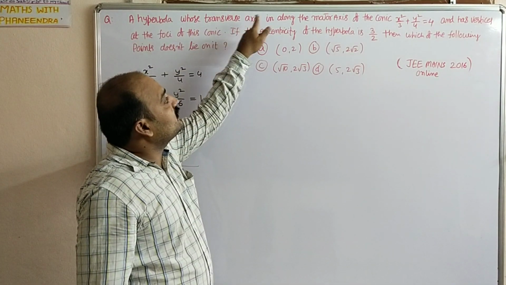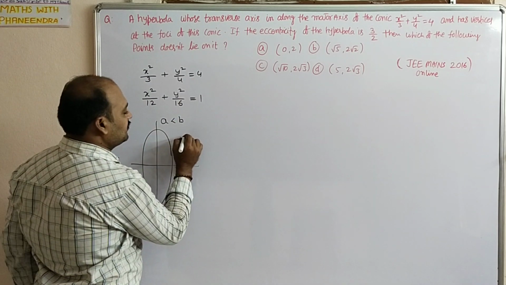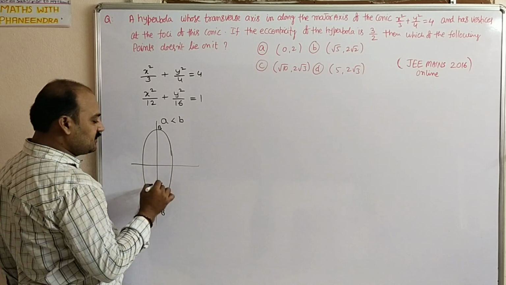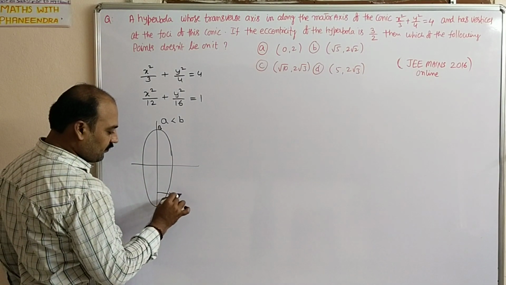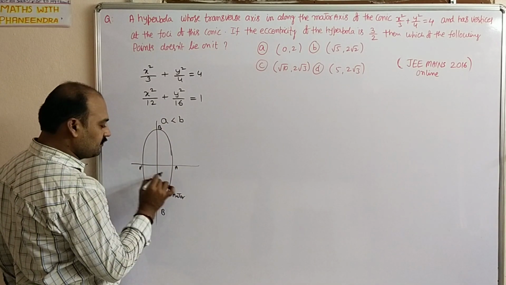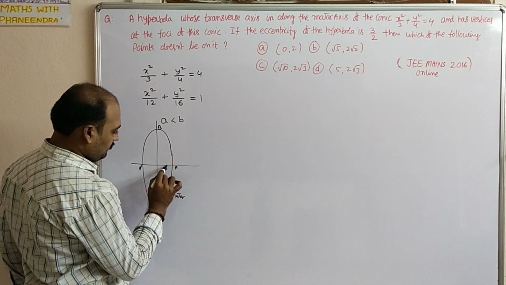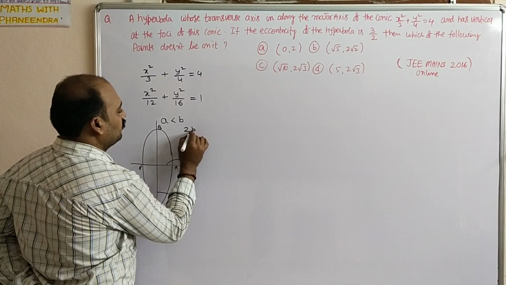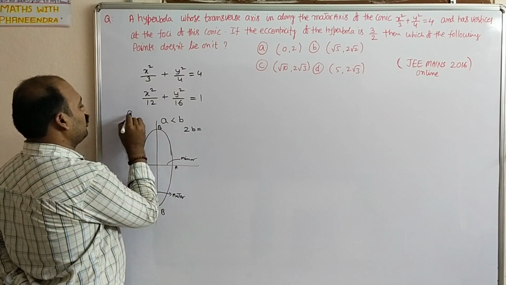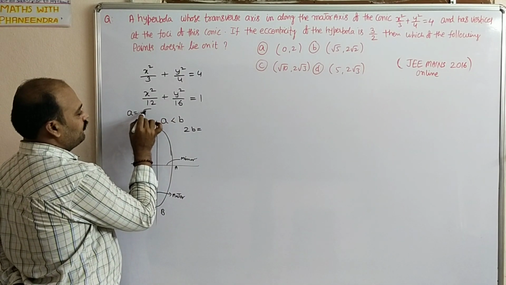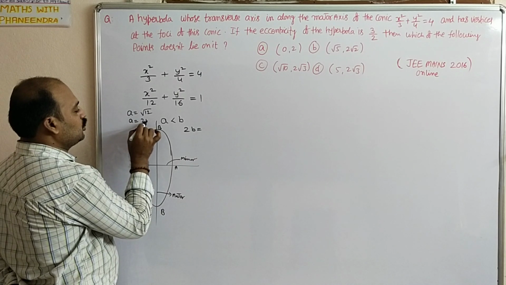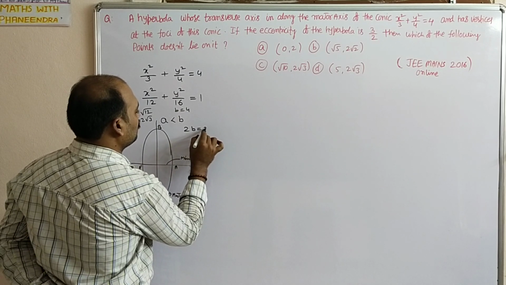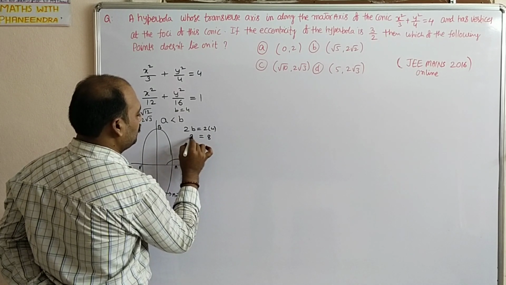The hyperbola whose transverse axis is along the major axis. In this, BB dash is the major axis. AA dash is the minor axis. So A is equal to how much? Root 12. So A is equal to 2 root 3. B is equal to 4. So 2B is equal to 2 into 4, that is equal to 8.